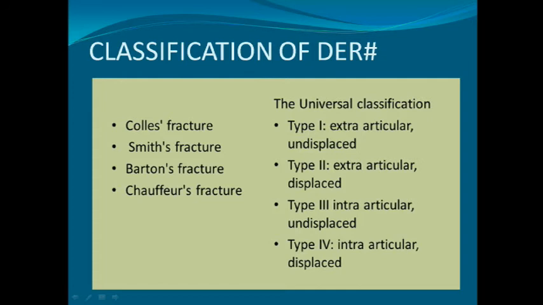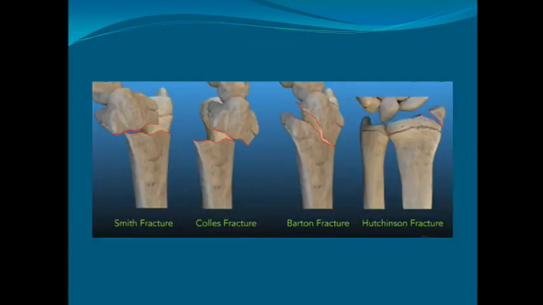types. Type 1, extra-articular undisplaced, when the fracture has not extended to the joint or the articular surface, we call it extra-articular. Type 1, and it is undisplaced. In type 2 you get extra-articular displaced. In type 3 you get intra-articular. There it has involved the articular surface, but it is undisplaced. Whereas in the fourth type you will get intra-articular and displaced.